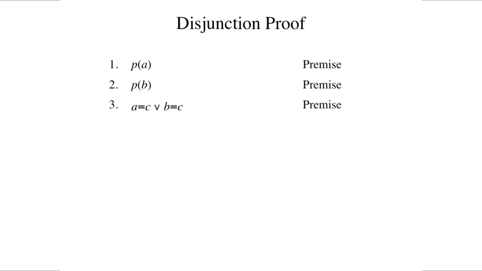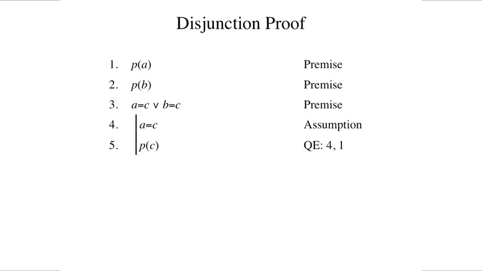Premises to start: P of A, P of B, and the disjunction A equals C or B equals C. We start a new subproof with the assumption A equals C. From this assumption and our first premise, we can conclude that P of C must be true. Of course, we're not done yet, since we have proved the result only under the assumption that A equals C. We make this clear with the use of implication introduction to derive the sentence A equals C implies P of C.